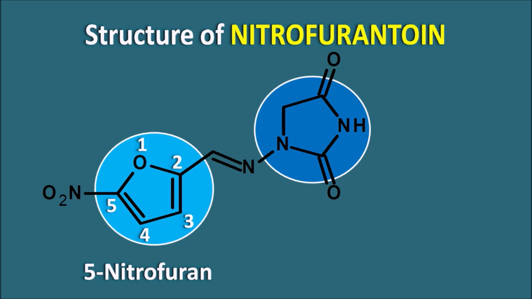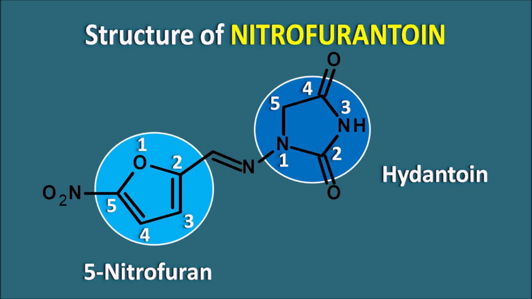And we can also observe another heterocyclic ring system here. What is the name of this heterocyclic ring system? This is simply imidazole which is saturated, so it becomes imidazolidine, and we can start the numbering here: 1, 2, 3, 4, 5. So it is imidazolidine 2,4-dione, which is commonly known as hydantoin. So nitrofurantoin is made up of two ring systems, 5-nitrofuran as well as hydantoin.